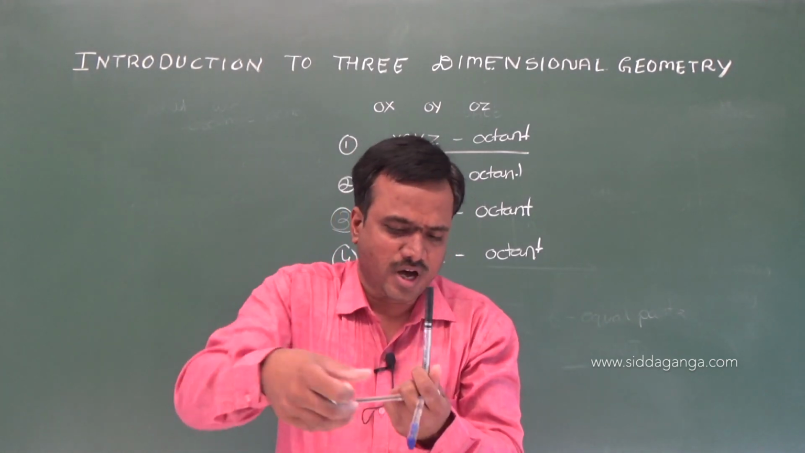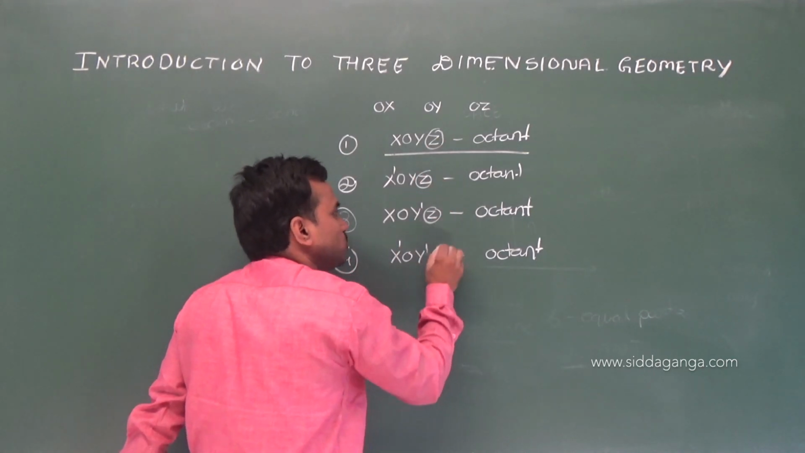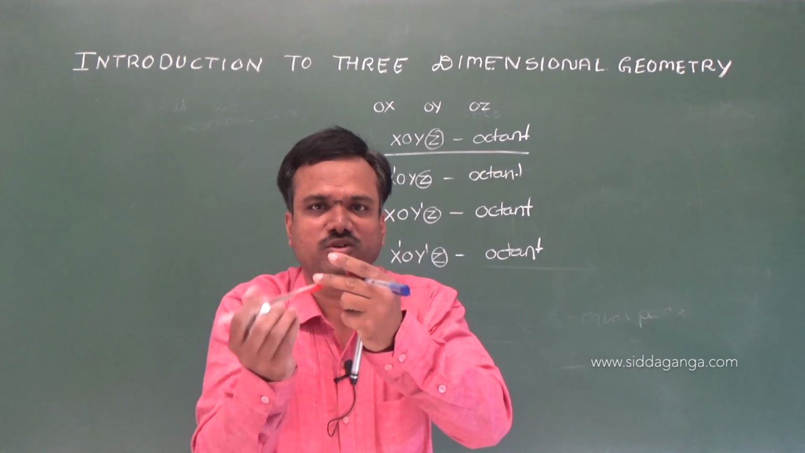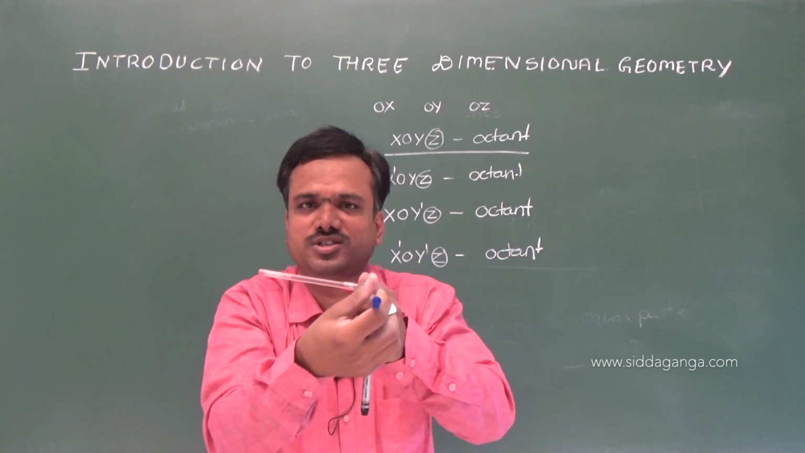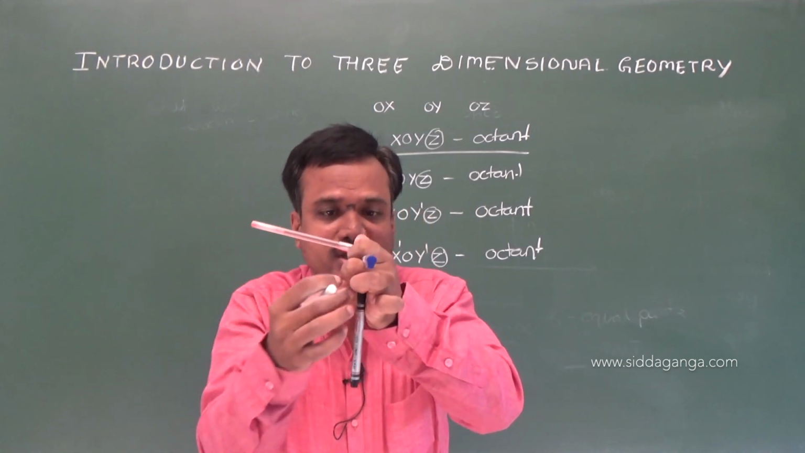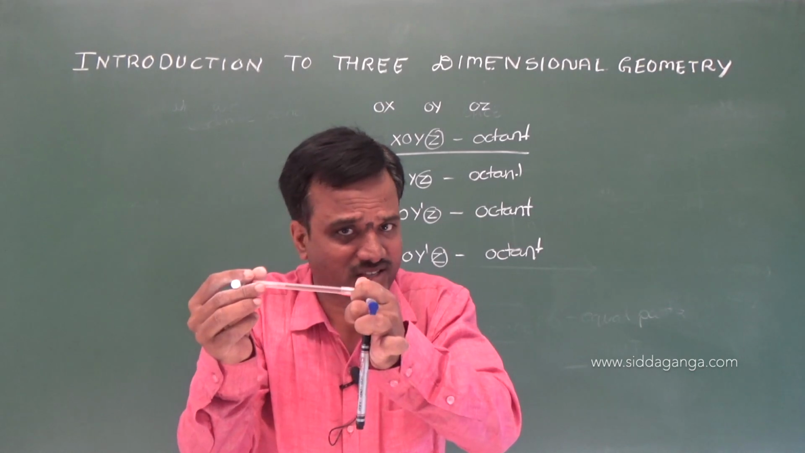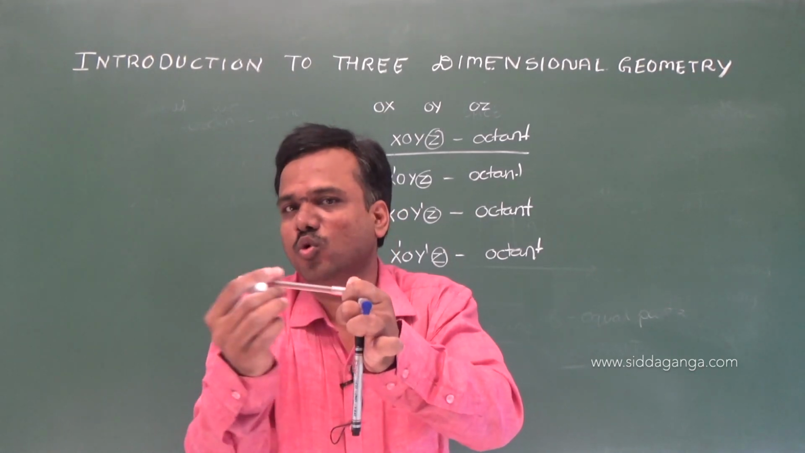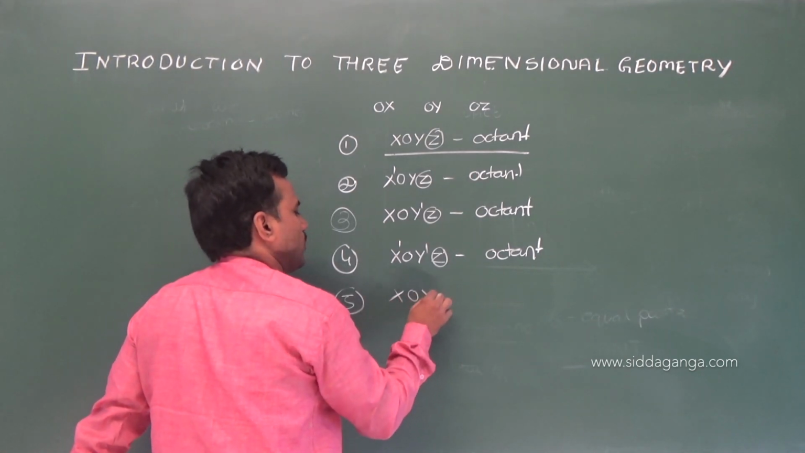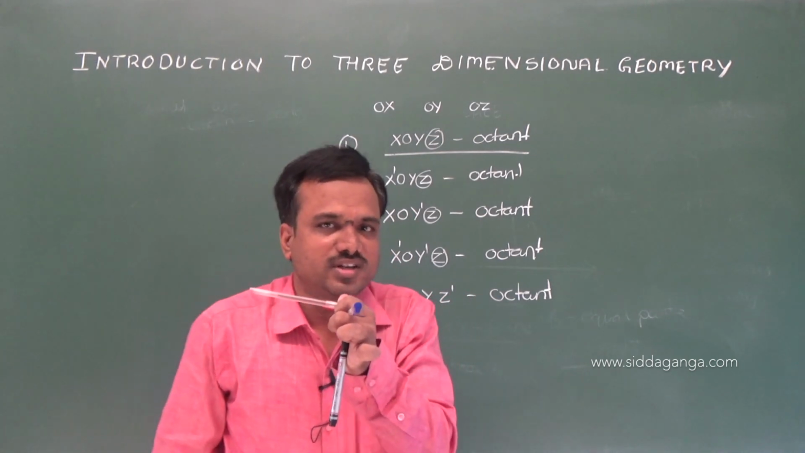Clear? Next, observe carefully. In these four octants, we fixed what? Z is positive. So what I do here, I shift Z to the negative direction of Z axis. Observe here. This octant contains the edges OX, OY, OZ dash. One more octant I explained here. This is the fifth one, X, O, Y, Z dash octant.